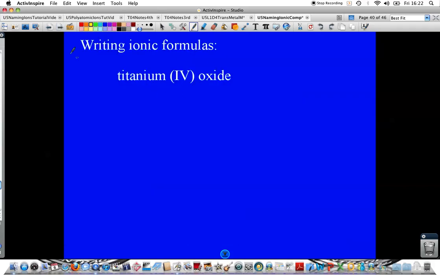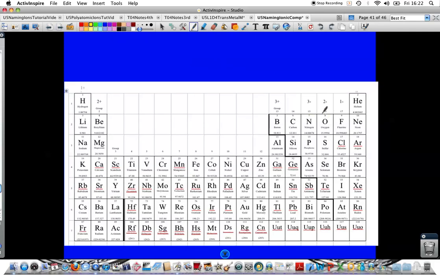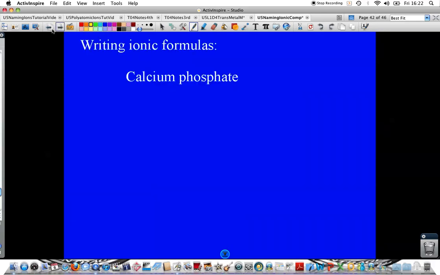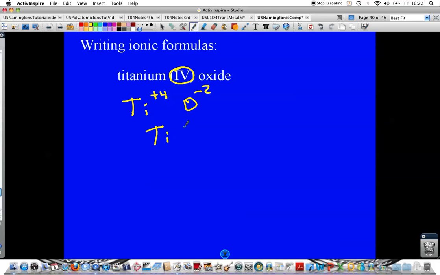Titanium(IV) oxide. Titanium is Ti. So it has a +4 charge. We get that from this Roman numeral right here that tells us the charge on the titanium. And the oxide, of course, is oxygen and has a -2 charge. Now if I do the crisscross on this one, it also doesn't work because this -2 is a multiple of this +4.